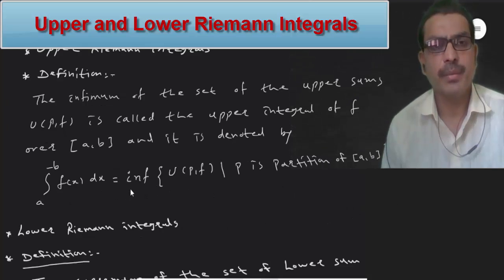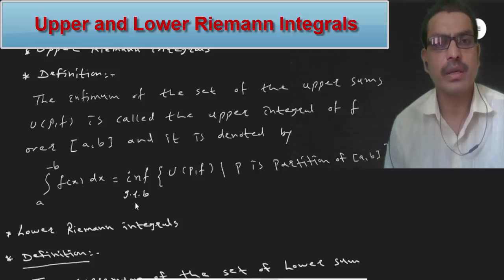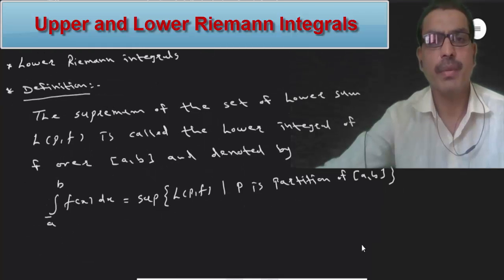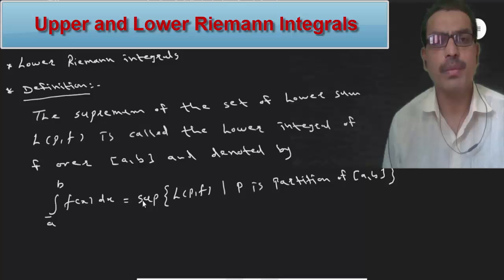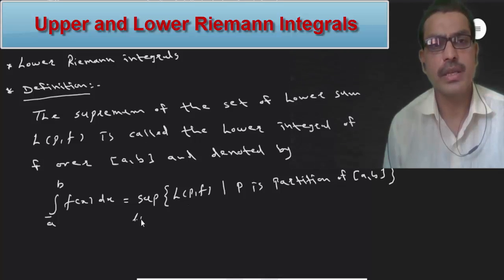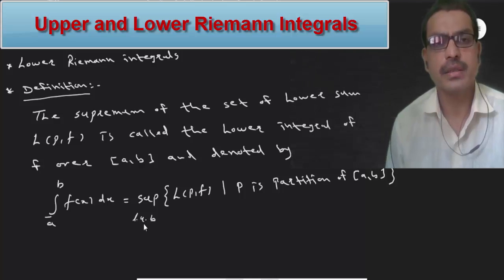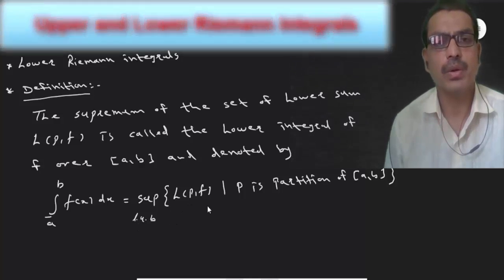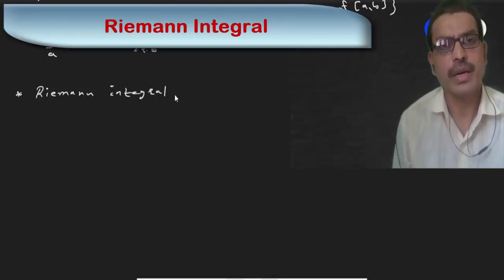Here the infimum is also called the greatest lower bound, that is, the greatest lower bound of the upper sums. And in the lower Riemann integral, we take the supremum of the lower sums, and this supremum is also called the least upper bound, that is, the least upper bound of the lower sums. Now we define the Riemann integral.